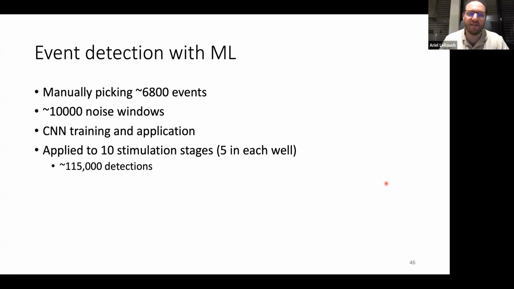Now, in order to do that, we first need to detect these events. And we did this with machine learning. Fantine Huot did a great job at that, and I will not say that I understand what she did. What I did was, with the help of another student, we manually picked something like 7,000 events as training for the machine learning. So machine learning is great, but there's always someone doing the less glorious work behind it. So we trained the network and we applied it to 10 stimulation stages, about 2 hours of data each, and we found more than 100,000 microseismic events.